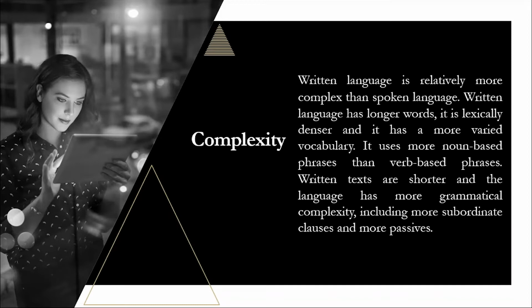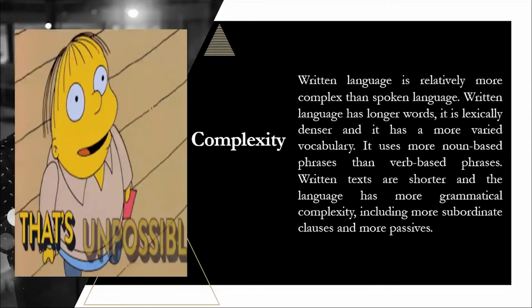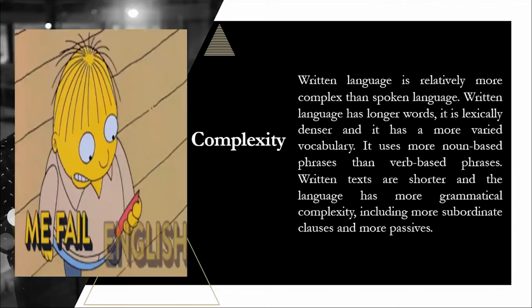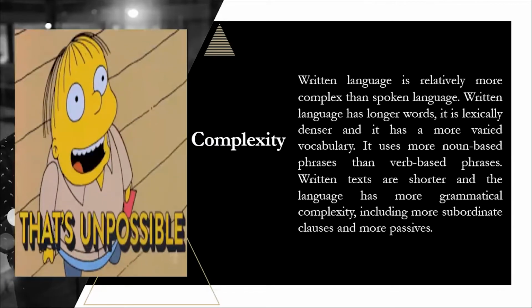Written language is relatively more complex than spoken language. Written language has longer words. It is lexically denser and it has more varied vocabulary. It uses more noun-based phrases than verb-based phrases. Written texts are shorter and the language has more grammatical complexity, including more subordinate clauses and more passives. Academic writing, when you write, you have to follow grammar rules.